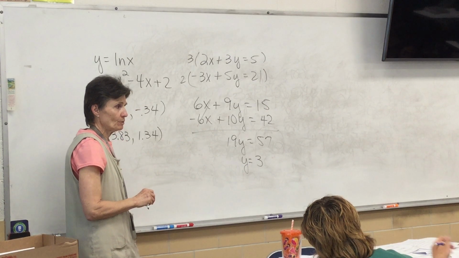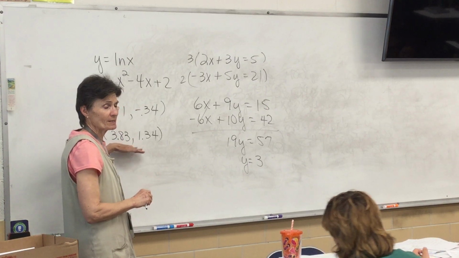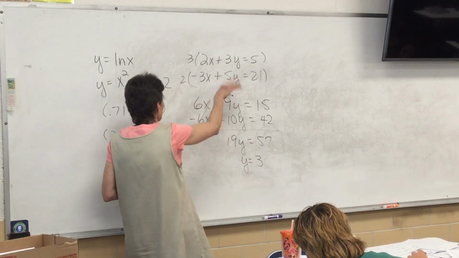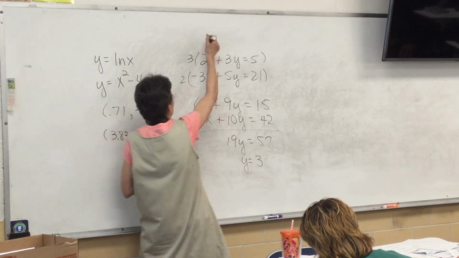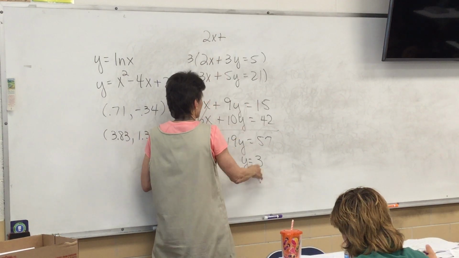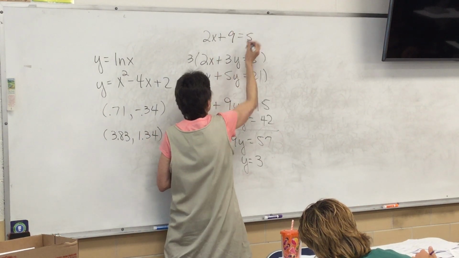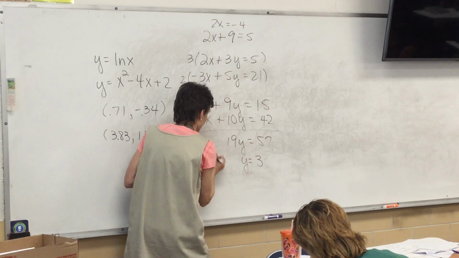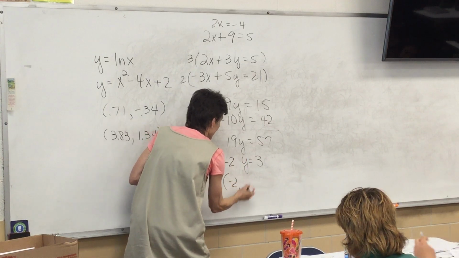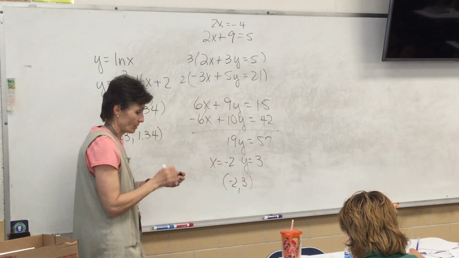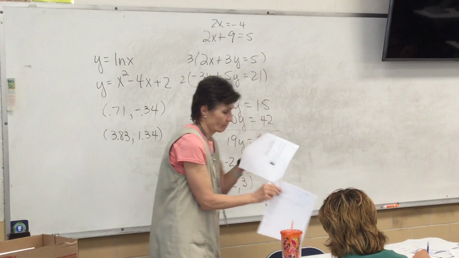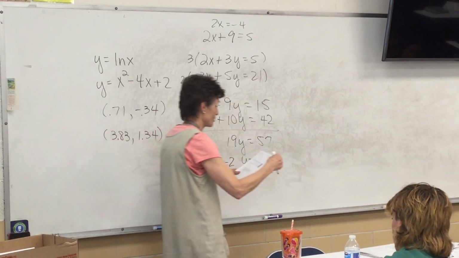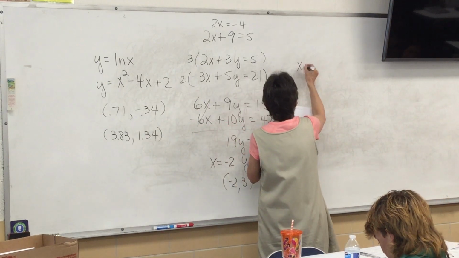And then what do? We're not done. Remember, your answer must look like this. So what do we need to do? Plug it in anywhere you want. Doesn't make a difference. Plug it in somewhere. So 2x plus 9 equals 5. So 2x equals negative 4. I got x equals negative 2. So my answer is negative 2, comma 3. With me? You're thinking, oh, this is so easy. You're right, it is. All right, another one.